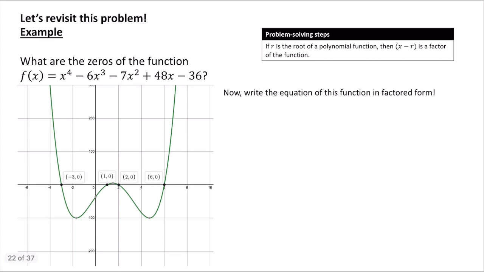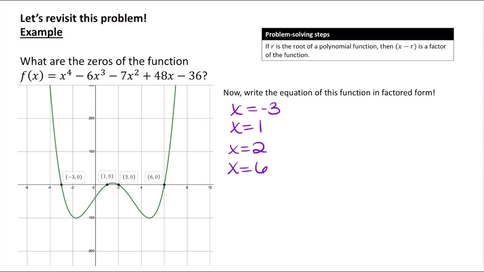So let's revisit this problem, okay? This is the one we looked at earlier, where we tried to figure out the zeros of the function. Remember, we graphed it and said the x-intercepts tell us the zeros. Based on those zeros, we can write the equation of the function in factored form. Remember, these zeros were x equals -3, x equals 1, x equals 2, and x equals 6.